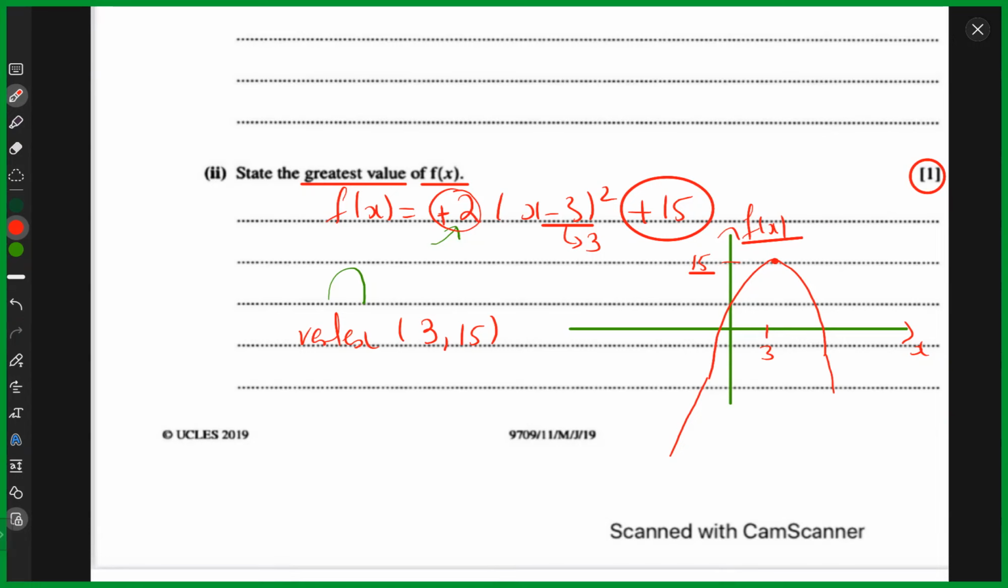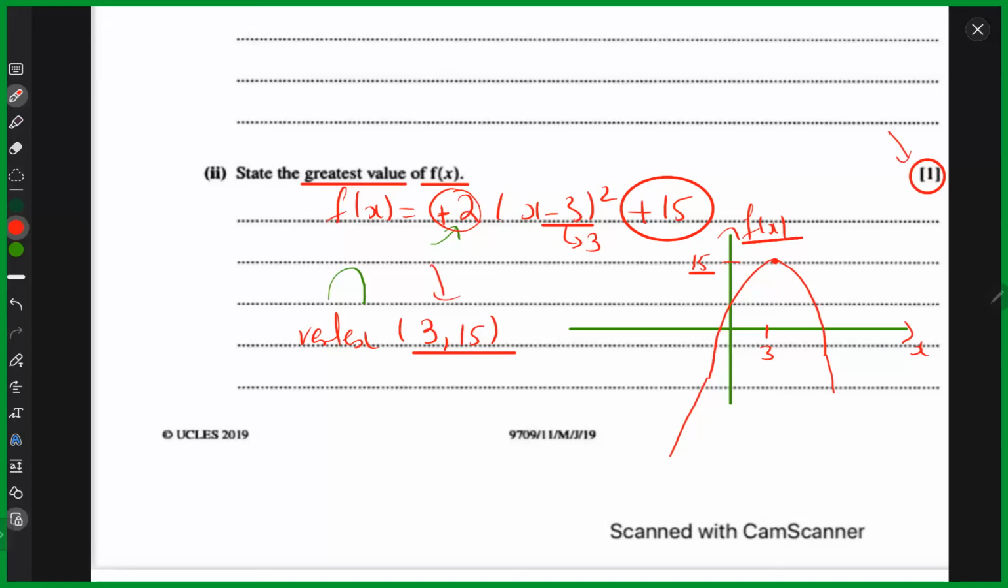Yes, because 3 and 15 are basically the coordinates of the vertex. And you know why students are writing down 3 and 15? Because just like me, this is how the students are taught. If it's a 1 mark question, you're not going to waste your time thinking about too much stuff. So they know the answer would be coming from one of these two numbers. That is why they're writing down 3 and 15.